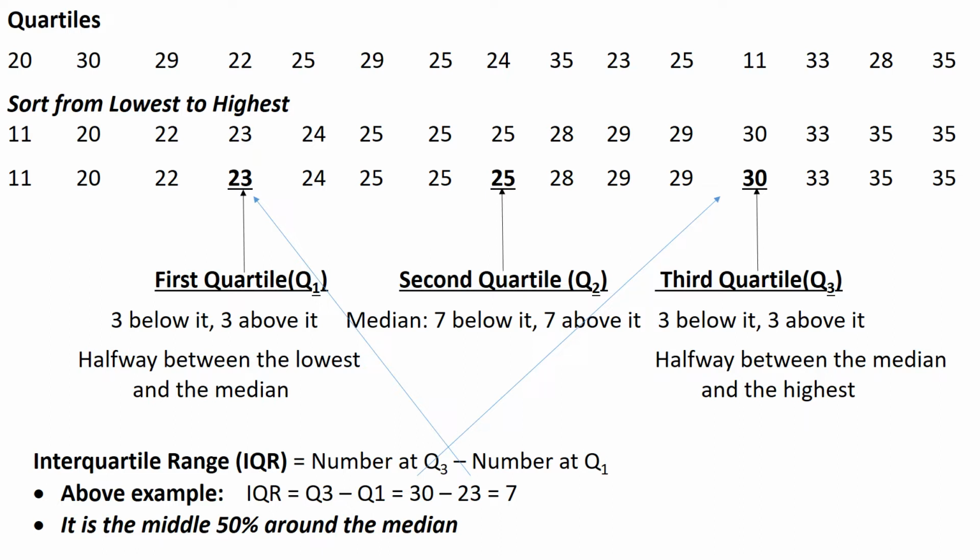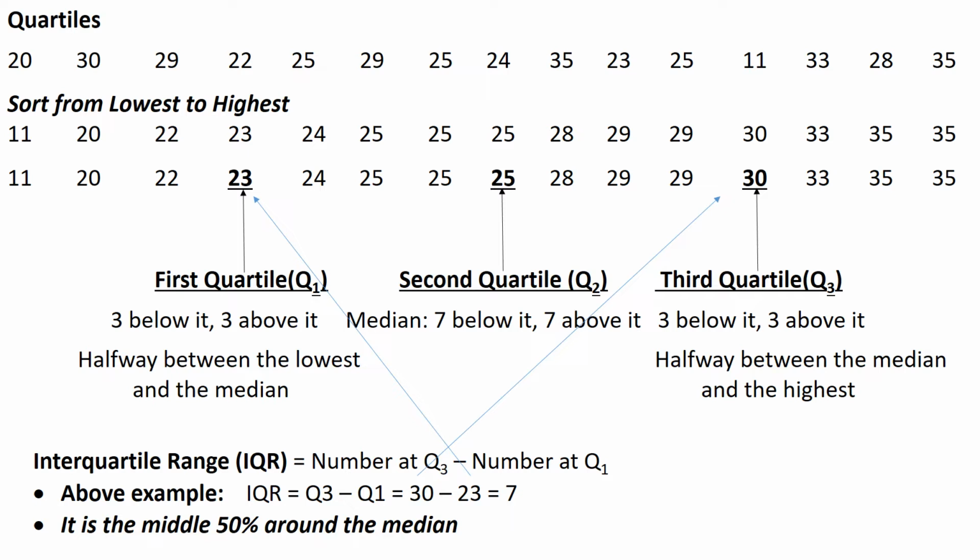Now, I also have to find the number between the lowest and the median. In other words, the number between 11, which is my lowest, and 25, which is my median. That is 23. There are 3 below that one and 3 above that one. That's halfway between the lowest point and the median. That's my first quartile, my 25%.